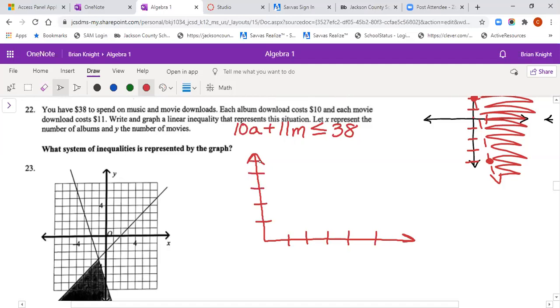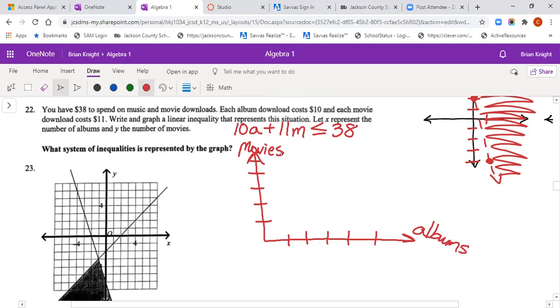Now, it's kind of up to you what you want to make what. I'm just going to go in the order they gave them to us. I'm going to let the albums be my X, okay? So you may want to put that. This is the albums. And up here is going to be the movies. Okay? And now remember, to draw a line, you just need 2 points. I am not going to solve this for M or anything. I'm just going to find the intercepts.